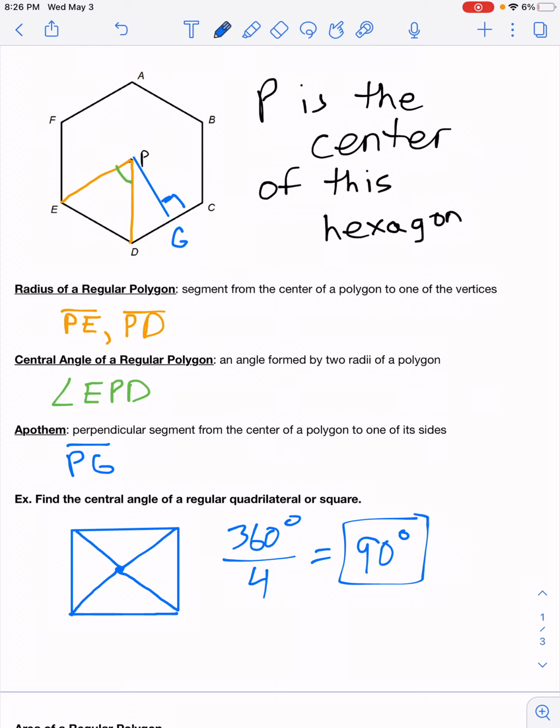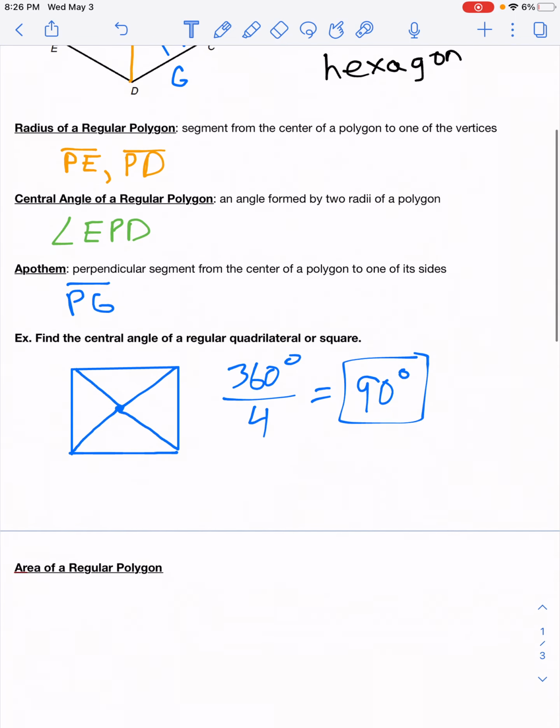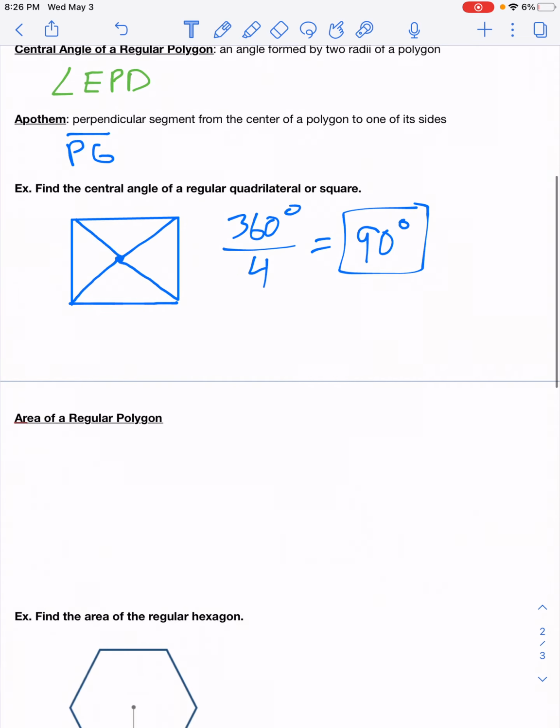That will be the first 6 practice problems that you are doing on your practice assignment for today. The second thing we're going to talk about today is the area of a regular polygon.